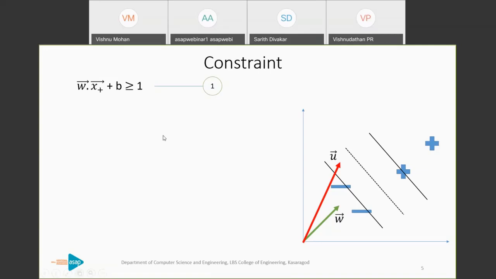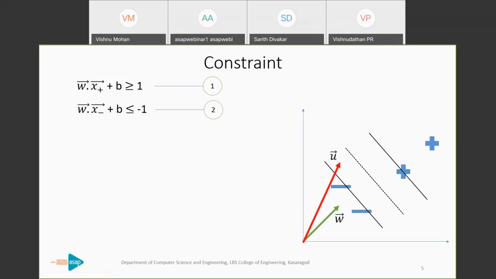Now what about the negative samples? If the sample is negative, the decision rule will give you a value of minus 1 or lesser. You can be anywhere in the street, greater than or less than 0. But if you are on the right side of the street, the decision rule will give you a value greater than or equal to 1. Or if you are on the left side of the street, you'll get a value of minus 1 or less than minus 1. Those are the two decision rules that we have now.